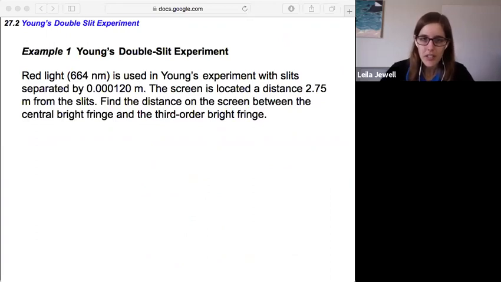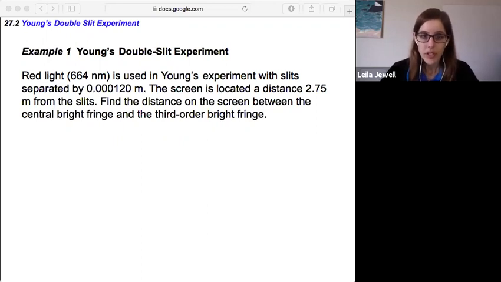Right, so let's look at an example of this. Young's double slit experiment. Red light, 664 nanometers, is used in Young's experiment with slits separated by 0.000120 meters. The screen is located at a distance 2.75 meters from the slits. Find the distance on the screen between the central bright fringe and the third order bright fringe.